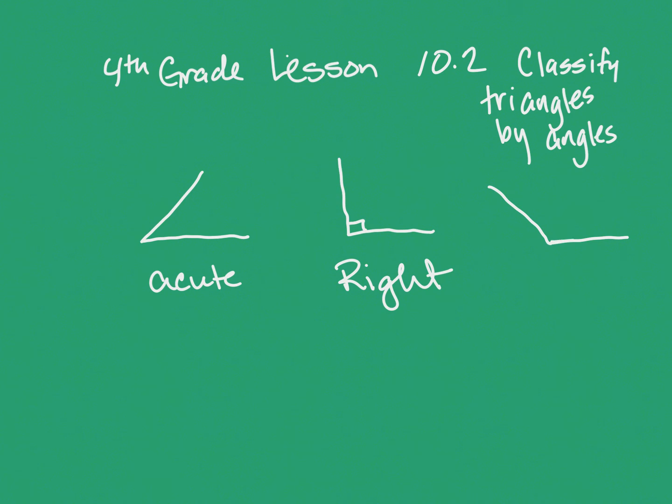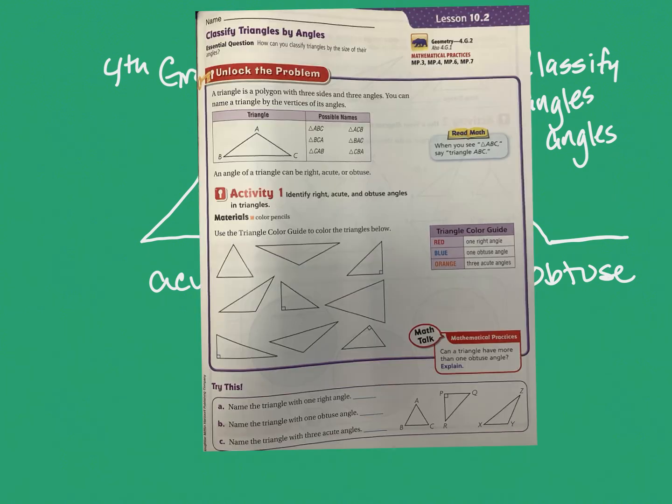If this were your legs here and you had to lean back and hold that position, your abdominal muscles start shaking and it's uncomfortable. That is your obtuse angles. So I just want to put that right back fresh in your memory again because you'll need that knowledge for this lesson. So our essential question is, how can you classify triangles by the size of their angles?